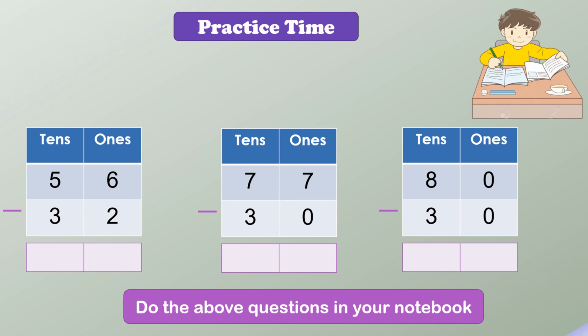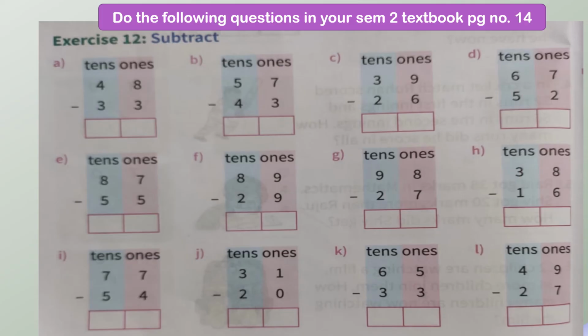Children, these are some practice questions which you have to do in your maths notebook. Once you are done with that, you have to click the photographs and post them in the assignments of Teams. These questions are from your semester 2 textbook, page number 14, exercise 12. These questions are based on 2-digit subtraction. You have already learned how to do it. You do this in your textbook itself, click the photographs and send them on Teams along with your written work of your notebook.